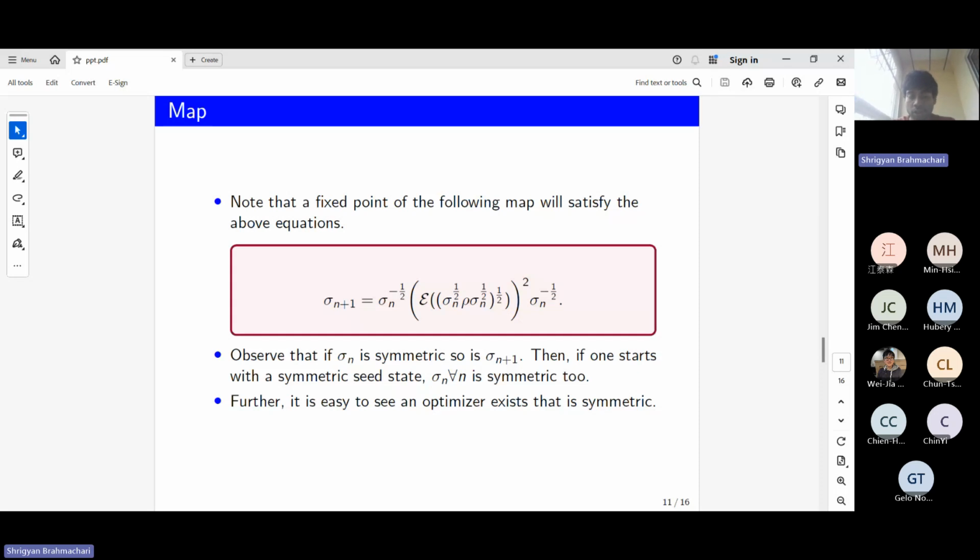So we've removed some of the epsilons, and we've just created a sequence of this form. Also, it's easy to see that there exists a solution that is symmetric. So we're not too worried about only looking at symmetric states in the sequence. What if the solutions are not symmetric? Because it's easy to argue that the solution will in fact be symmetric.